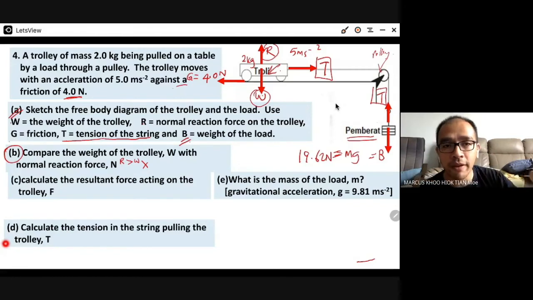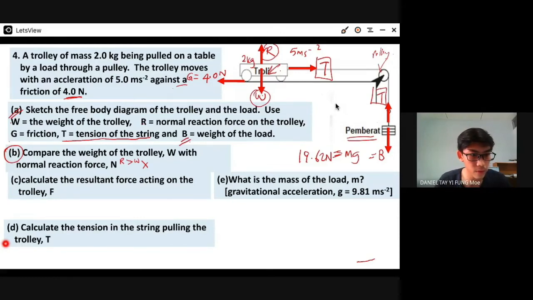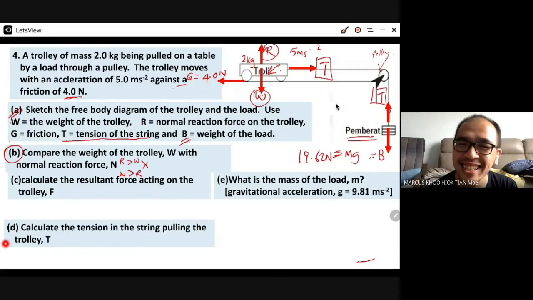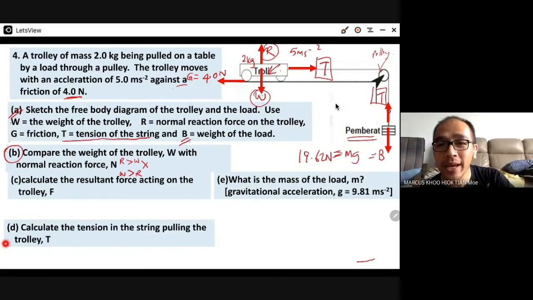So can you correct this, please, Daniel? If the trolley is only going left and right, what about the R and the W? W is bigger than R. Think about it. If W is bigger than R, where is this trolley going to go? It's going to go downward, which is what we don't want. Since this trolley is neither going up nor down, actually it should be W equals R. This is a very important point. If something is going left and right, it's not going up or down, then the reaction force and the weight are the same value. The moment you have an imbalance of forces, it's going to go in the direction of the bigger force. So be very careful with this.